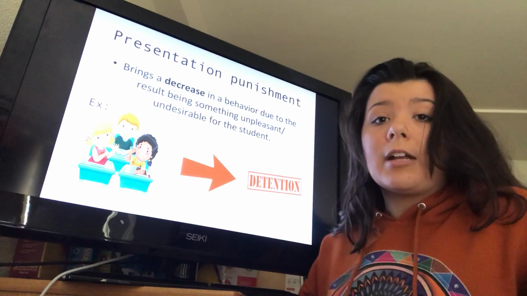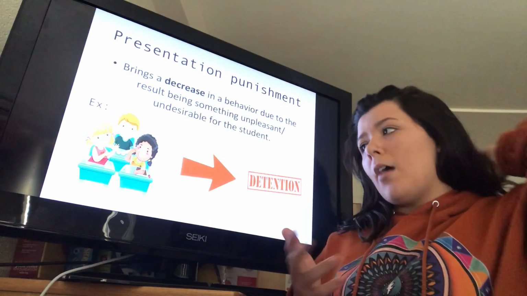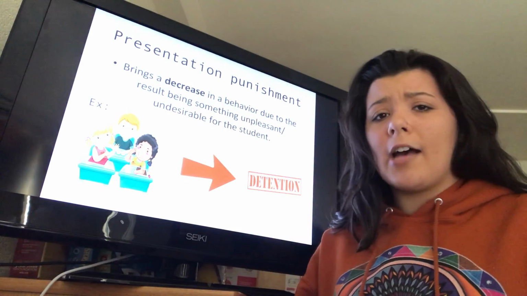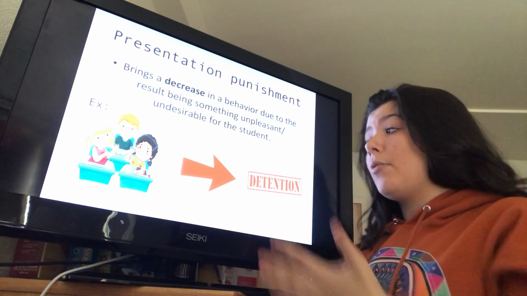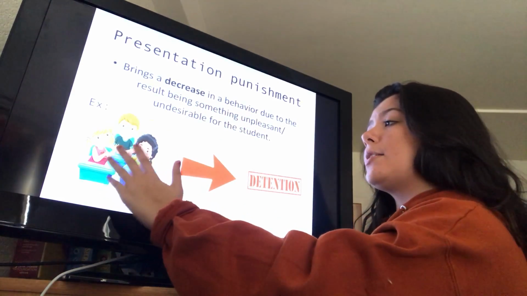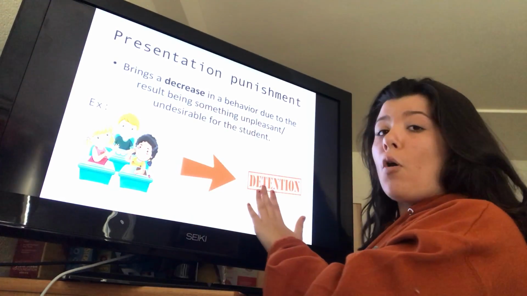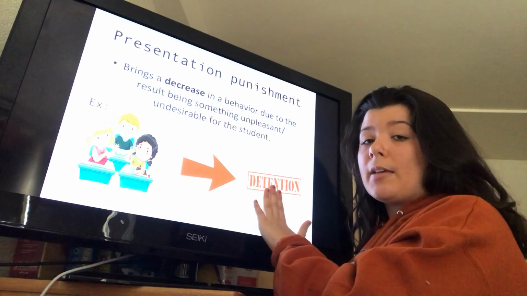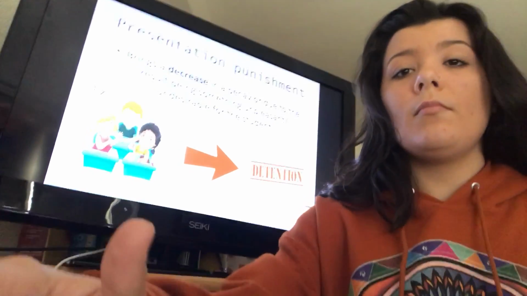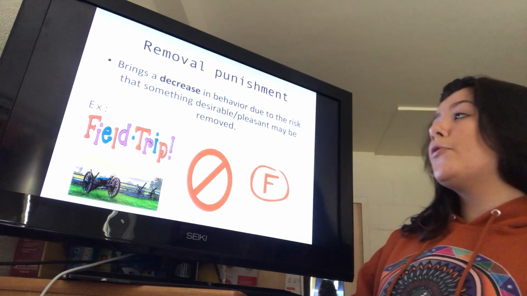Especially 11th and 12th grade students who feel that detention is kind of childish because it's almost like a timeout. So the students are going to decrease their behavior of talking because they don't want to be presented with the stimulus of detention. And then our last one is removal punishment.